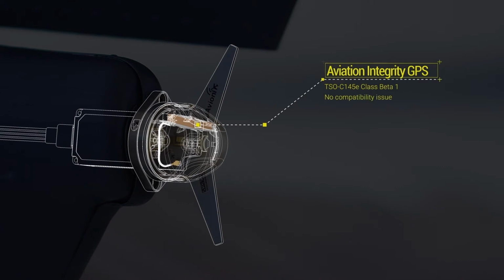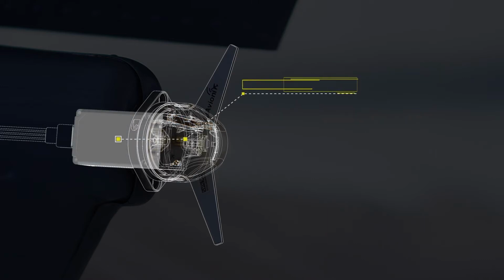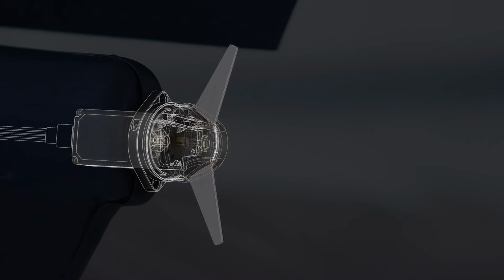tailBeaconX includes an aviation integrity GPS. The integrated TSO C145E Class Beta 1 GPS eliminates the need for installation of a costly GPS receiver, external antenna, and associated cabling. The design neutralizes concerns about compatibility with existing equipment. A TSO Mode S transponder and a 1090 extended Squitter ADS-B transmitter deliver over 250 watts of power. The impressive performance is delivered by a 60-gram package consuming less than 3 watts.